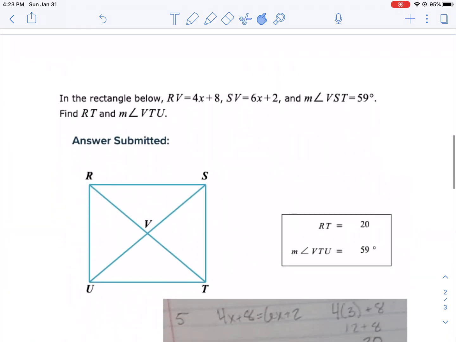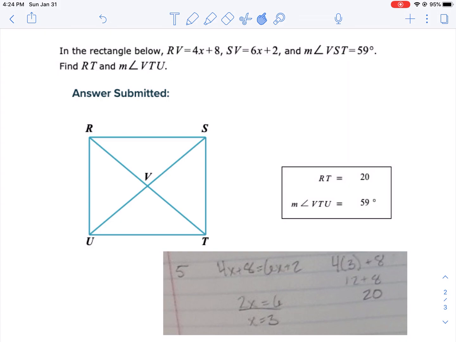Then we had the question with the rectangle. And that's important that we're dealing with a rectangle. And you had part of this right. So I went back and I gave you some credit for your work. Because you're right. In this particular problem, we're told R to V is 4x plus 8. We're told S to V is 6x plus 2. We know in a rectangle that the diagonals are congruent and they bisect each other. So you're correct in what you did here.